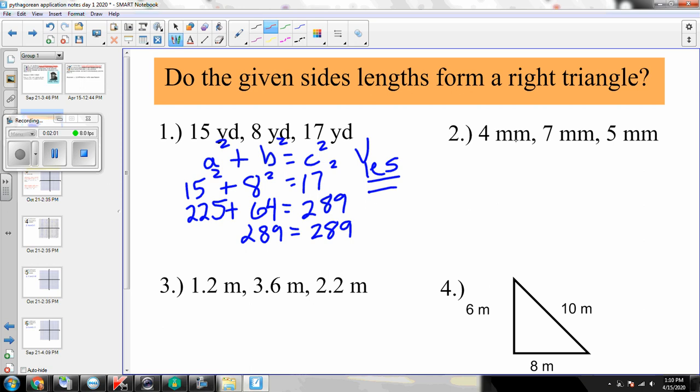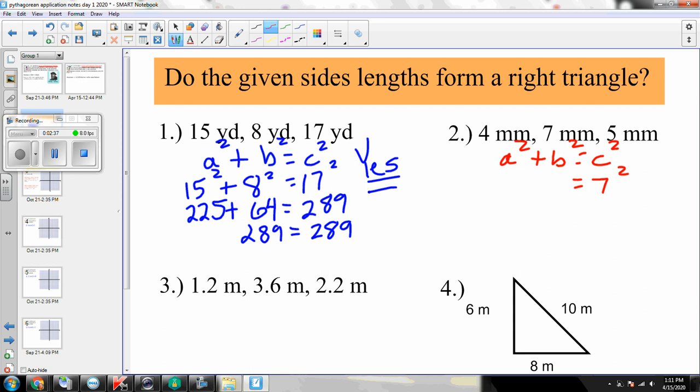All right, number 2, we have a 4 millimeter, 7 millimeter, and 5 millimeter side. We want to know if we have a triangle with those lengths, would it make a right triangle? So I'm going to use the Pythagorean theorem, which is a squared plus b squared equals c squared. If the Pythagorean theorem works, it is a right triangle. If it does not work, it is not a right triangle. First, you want to figure out which side would be the hypotenuse. The hypotenuse has to be the longest side. So out of 4, 7, and 5, 7 is the longest. That means 7 should be the hypotenuse.